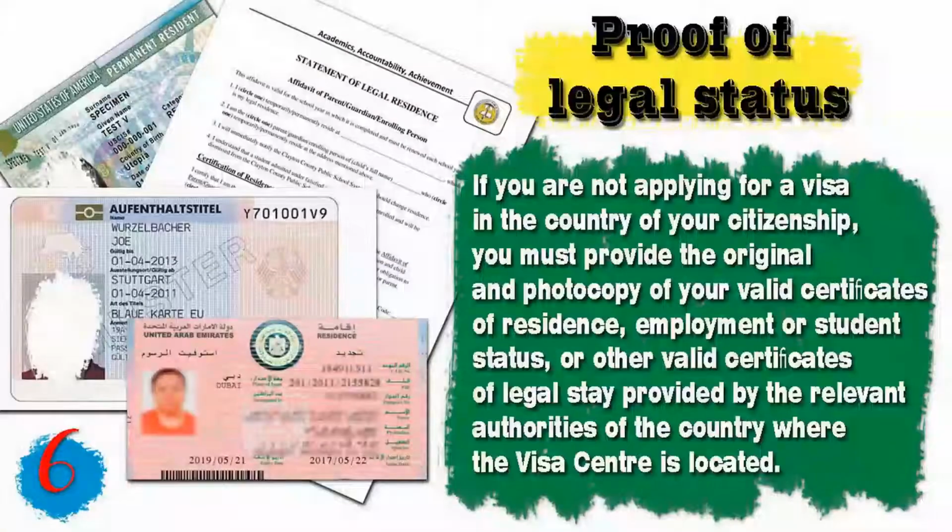Number 6, for foreigners, you will need a legal residence permit. If you are not applying for a visa in the country of your own citizenship, you must provide the original and photocopy of your valid certificates of residence, employment, or student status, or other valid certificates of legal stay, provided by the relevant authorities of the country where the visa center is located.